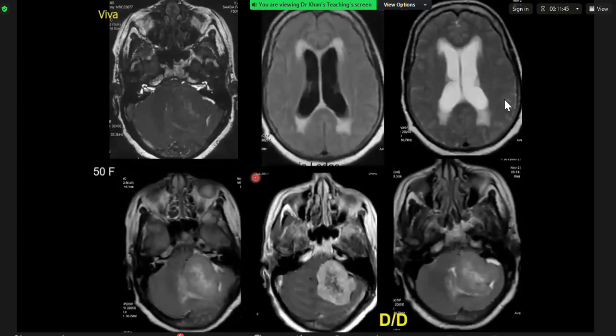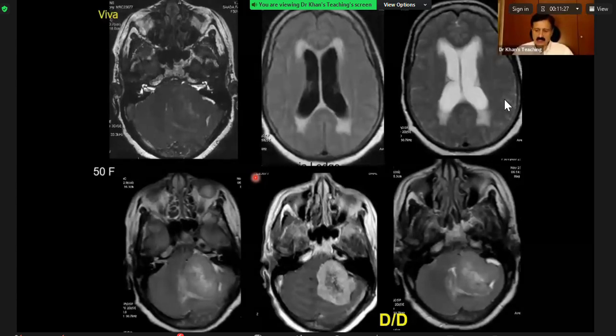So I think this is likely to represent a malignancy. Just trying to establish which one. Incidentally, there's evidence of hydrocephalus.